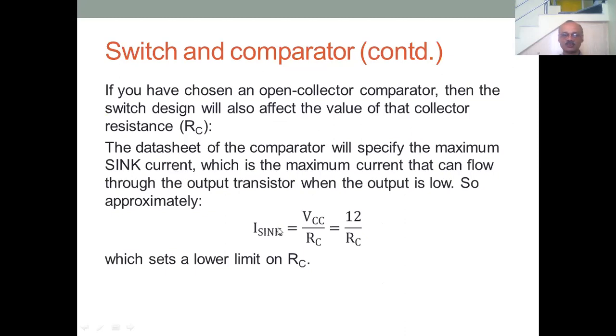That I sink, of course, is approximately equal to VCC by RC, assuming that the transistor is in saturation, so the voltage is approximately 0 at the collector. And so I sink is equal to 12 by RC. The data sheet gives you I sink, so that puts the lower limit on RC. You cannot make RC lower, because then I sink will become higher, but the chip cannot sink a larger current. So we have to restrict RC to a value higher than the limit set by this equation. That is one thing that determines RC.